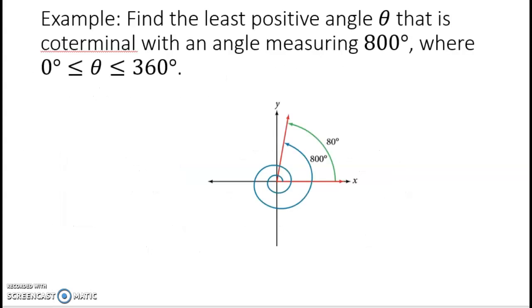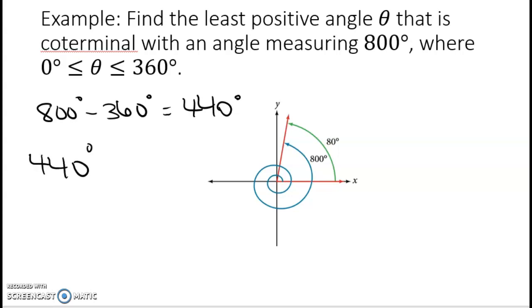Okay, so in this one, find the least positive angle theta that is coterminal with an angle measuring 800, where theta is between 0 and 360. So we're going to take our 800 and subtract 360. That gives us 440, which is still outside of the 360, so we'll take 440 minus 360 again. Now that gives us 80, which would be our final answer.